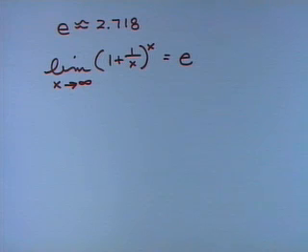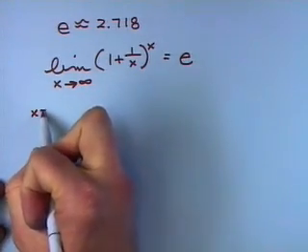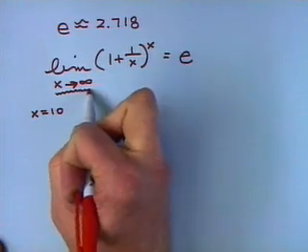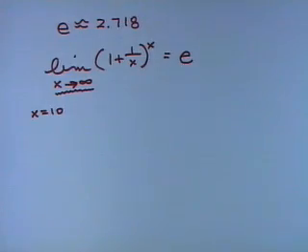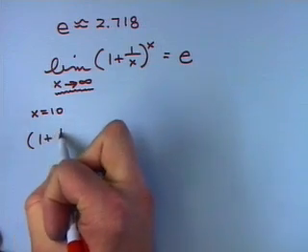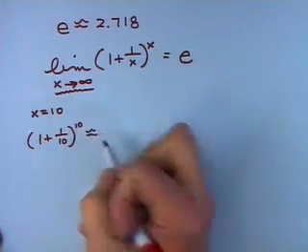as x is allowed to approach infinitely large values. I know this isn't very close to infinity, but let's see what happens. Let's start with x being 10, keeping in mind that we want x to get larger and larger and larger. So if x is 10, we've got 1 plus 1 over 10, to the 10th.